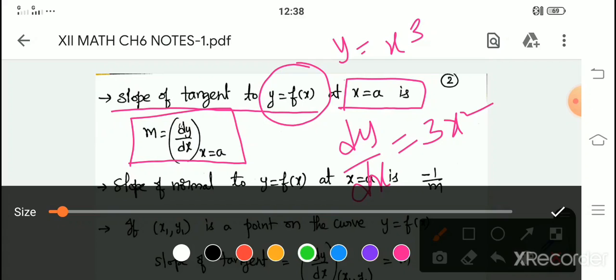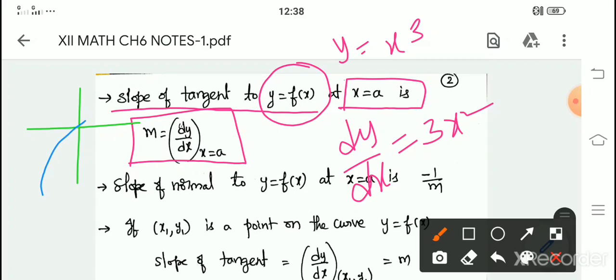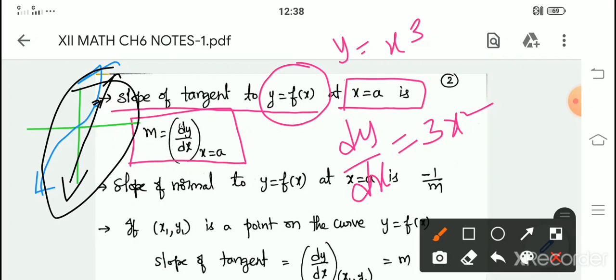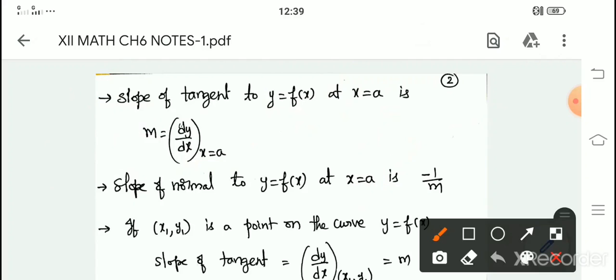The curve for x cube will be something like this. At 2, if I wanted to draw the tangent, it will be like this. Let me draw the tangent. This is the tangent at some point. So the slope of this tangent will be 3x square. But what is the point? If you know that x value and substitute at that particular point, you will get the slope of the tangent. So whenever they ask the slope of the tangent, you find dy by dx of the given curve.